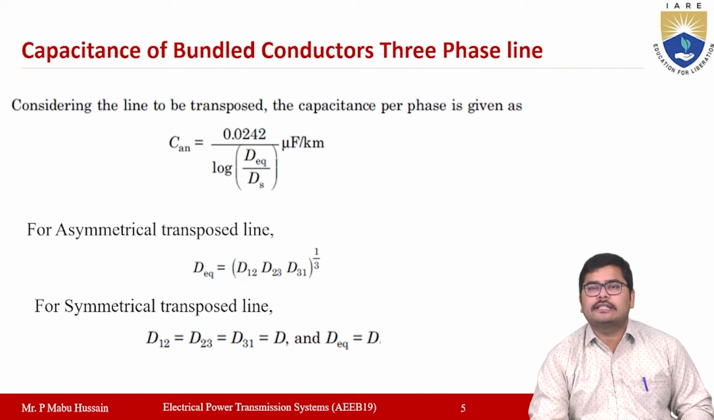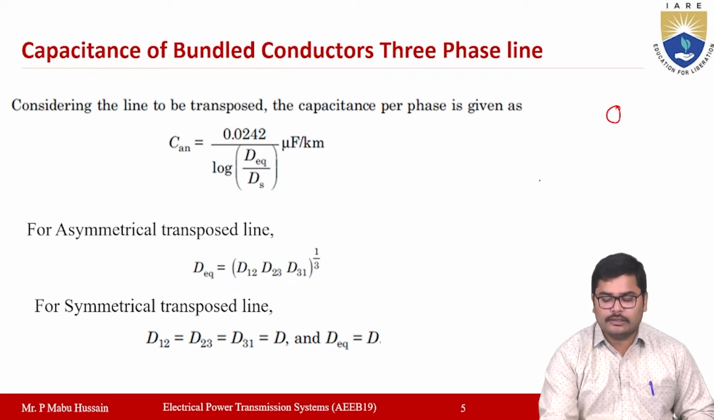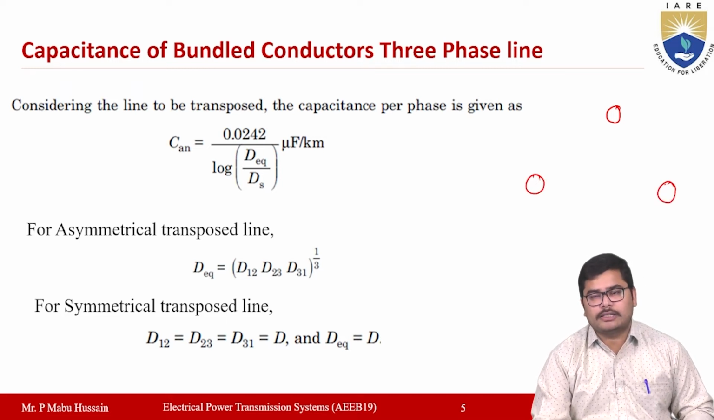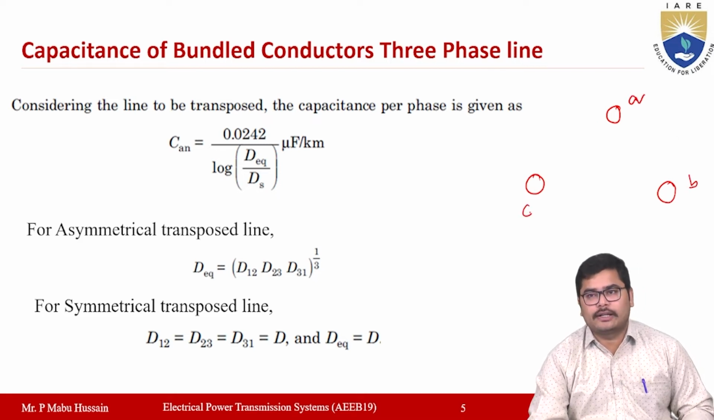Right. So now let us derive the expression for calculating the capacitance of a bundled conductors three-phase transmission line. As I said before, for a three-phase transmission line, if it is a single circuit transmission line, you will be having one set of three phases, whether it is a symmetrical line or asymmetrical line. So you will be having three phases. Those may be represented with A, B, C three-phase conductors.